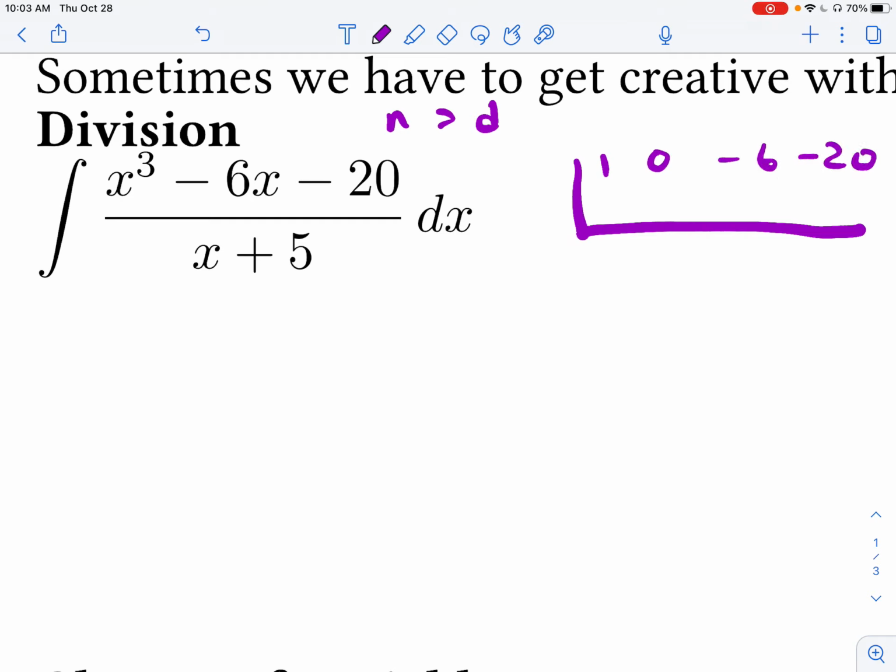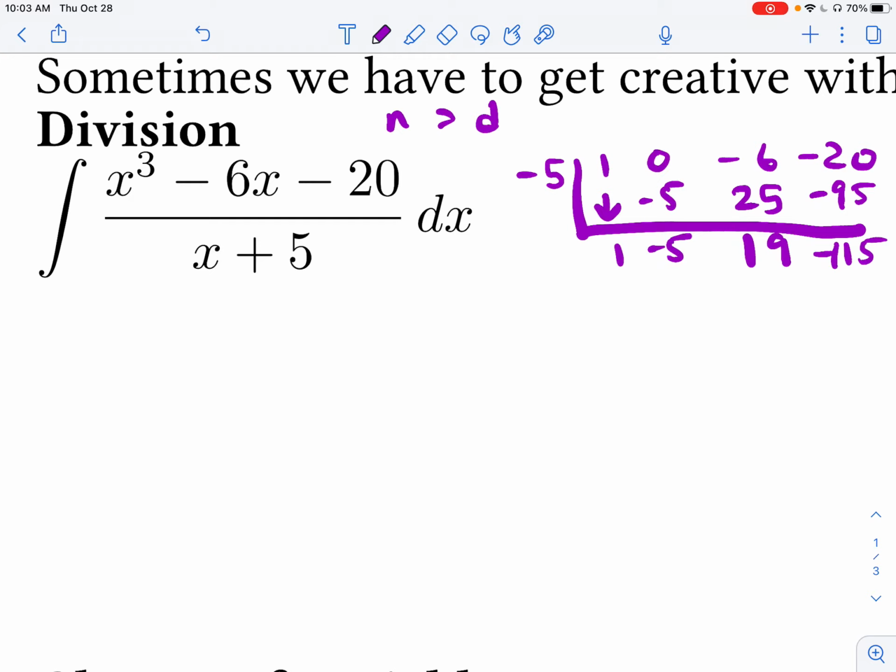I'm dividing by x plus 5, so I'm going to place negative 5 out here. So I've got 1, negative 5, negative 5. This would then give me 25, 19, and 19 times 5. This is going to be negative 95. So this gives me negative 115. So x plus 5 is definitely not a factor of x cubed minus 6x minus 20.